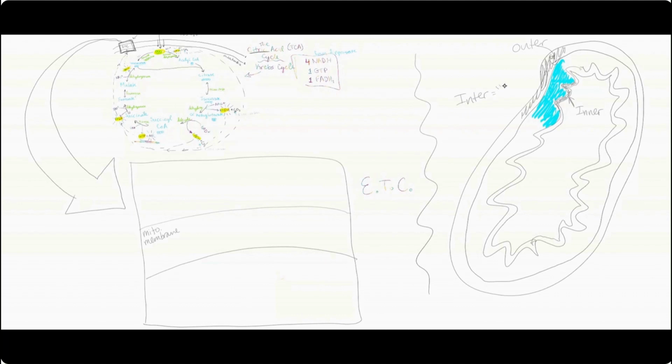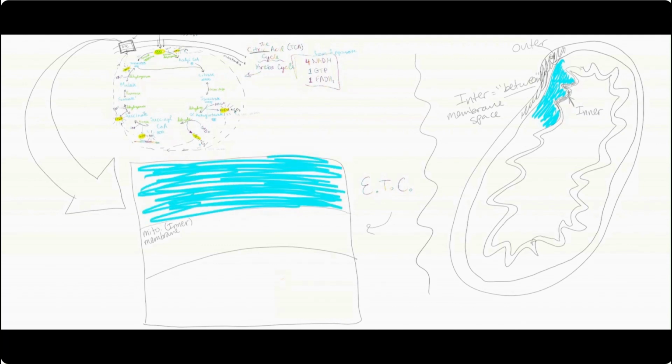Remember, inter means between. Sorry, I ran out of room there. But inter means between. So this is the space between the outer and inner membrane. So this is the intermembrane space, okay? So over here in our square, this is a mitochondrial membrane. Specifically, this is the inner mitochondrial membrane. And out here, this is the intermembrane space.